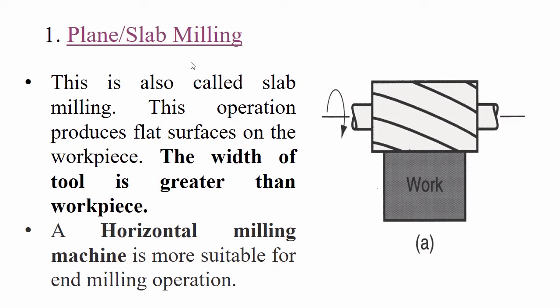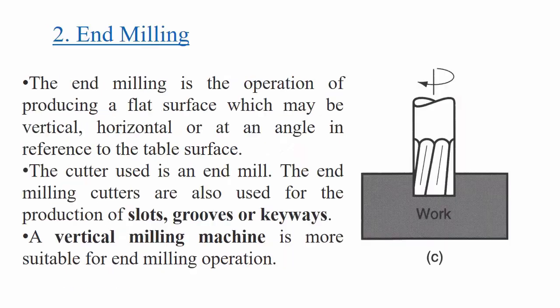In plane milling, the characteristic is that the width of the tool is larger than the width of the workpiece. If you see the diagram, you will know this is performed on a horizontal milling machine. The products produced in this operation are generally of rectangular shapes. This is about plane milling.